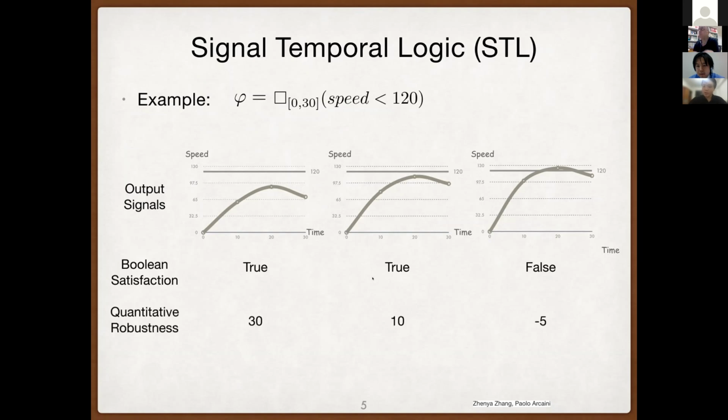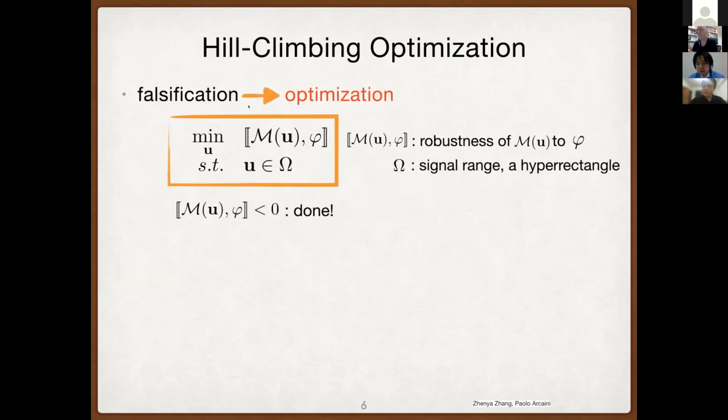The quantitative robustness gives us three real values that are the distance between the largest point of each signal and the threshold 120. It basically says that although both of the first two signals satisfy this property, the first one satisfies it more robustly than the second one. The last one gives us a negative number, and it already violates this property. In this way, it transforms a Boolean value into a real number. Based on that, falsification can be transformed into an optimization problem. It takes this robustness as the objective function and searches in the input space, trying to minimize the robustness as much as possible. Once a negative robustness is observed, we are done.